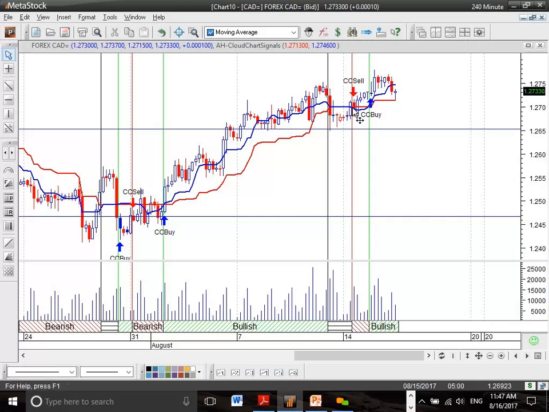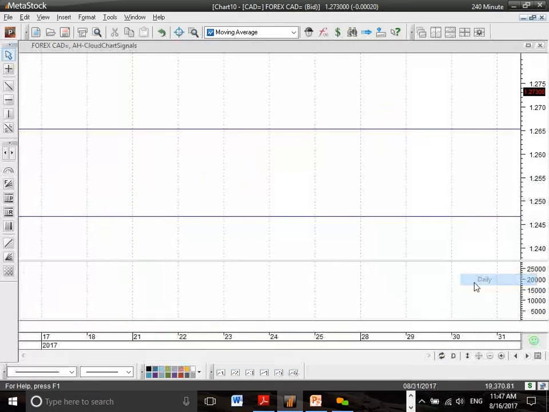CAD US dollar weekly. Buy, sell, a bit of a flash as there's slight indecisiveness. We've had a buy signal here on a 4-hourly chart. We'll see, our target there would be the old highs at 127.33 as the next key resistance area.